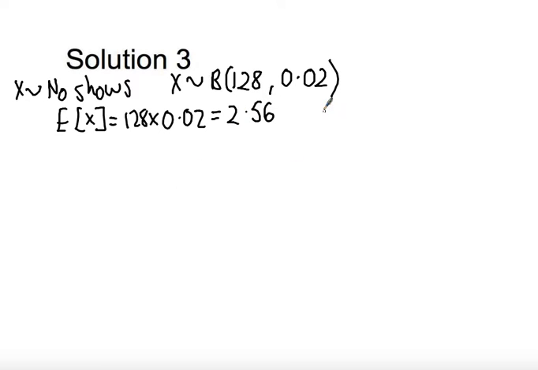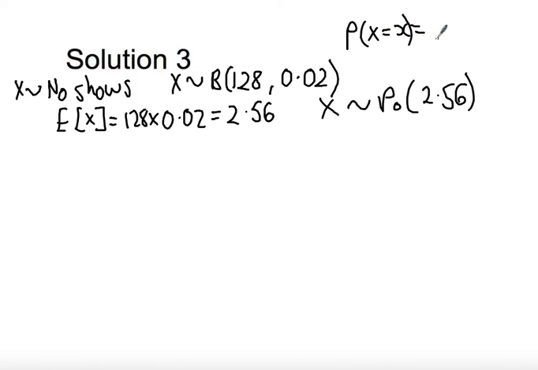Okay, so this means that we can model this with a Poisson with a mean of 2.56, which unfortunately isn't in our table, so I'm going to have to do this using the formula. So let's just make a quick note of the formula. Probability X equals x is e to the minus lambda times lambda to the power of r, or x in this situation, over x factorial.